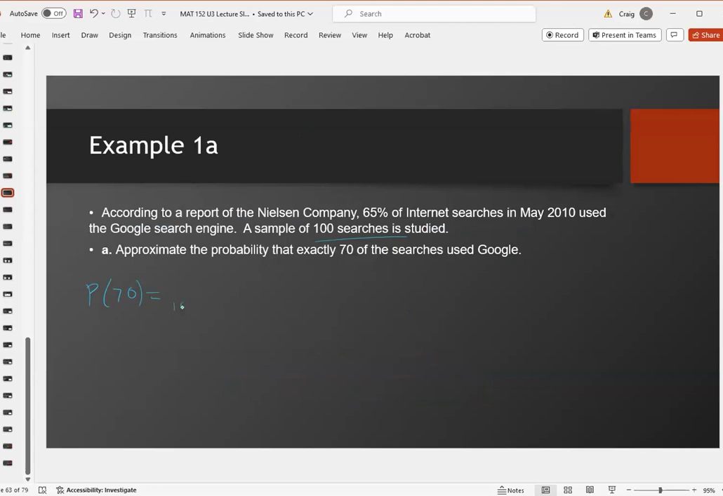So we would do 100 choose 70 here times the probability 0.65 to the 70th power times 0.35 to the 100 minus 70 power, to the 30th power. Okay, and we can plug all of that into the calculator. I don't think I'm going to type all that in because I have the answer beside me, but if you plug all this into your calculator, you should get 0.0494. And so the probability is about 4.94%.